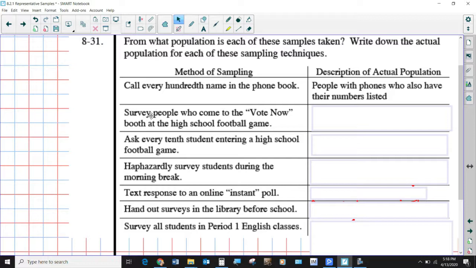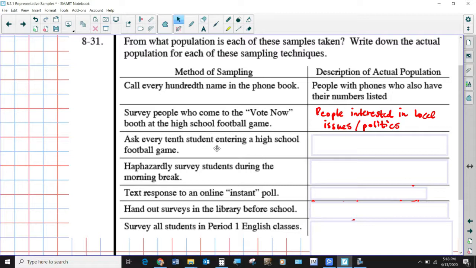How about this one? Survey people who come to the Vote Now booth at the high school football game. Well, does everybody go to the Vote Now booth at the football game? I would think a couple of things. First of all, you're only going to get people who go to football games, and you're only going to get people who are interested in local politics or local issues.